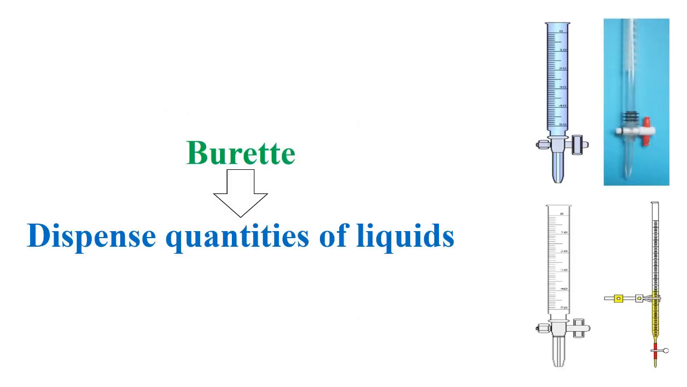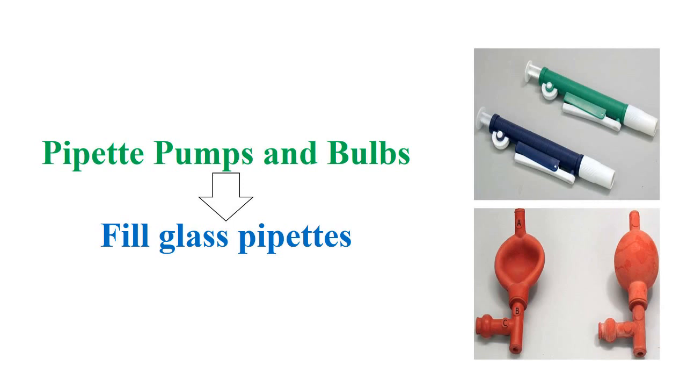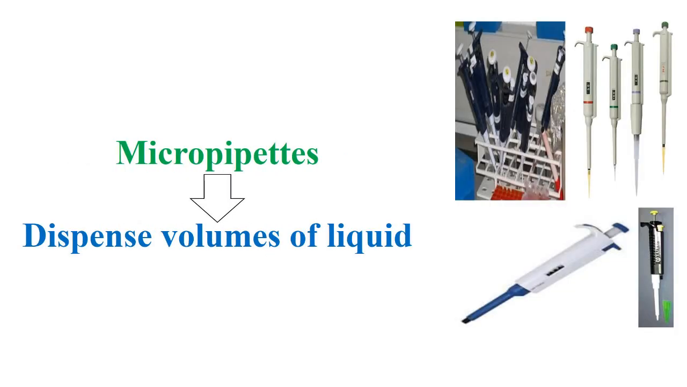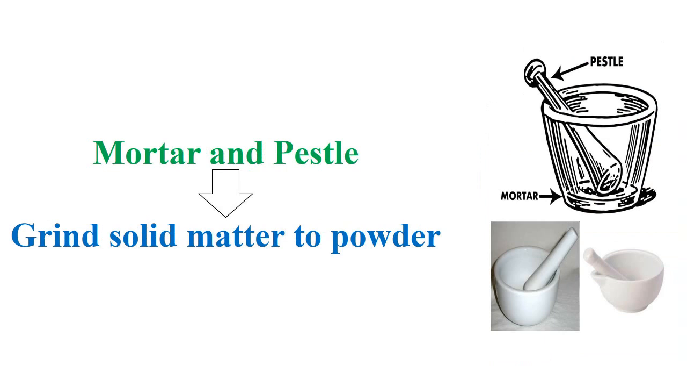Burette, used to dispense quantities of liquids. Pipette, used to transfer amounts of liquids. Pipette pumps and bulbs, used to fill glass pipettes. Dispenser, used to deliver liquids. Micropipettes, used to dispense volumes of liquids. Dropper, used to transfer amounts of liquids. Mortar and pestle, used to grind solid matter to powder.